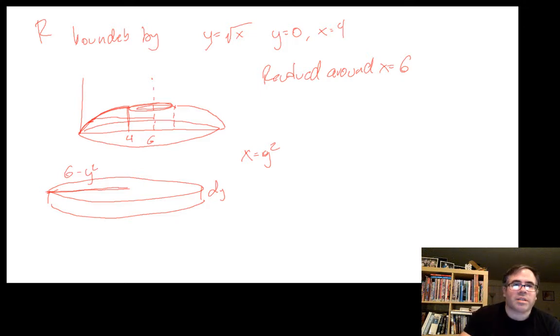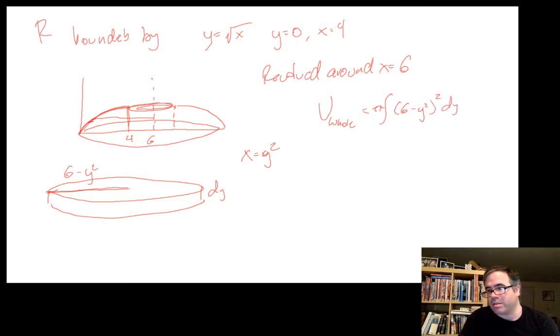And so the volume of the whole thing is going to be the integral. Our integrand is going to be pi, because it's rotational, times (6 minus y squared) dy. Around x equals -1? I thought so. But I appreciate thinking about the challenge. I'm not ready for that challenge just yet. Maybe I'll get to it.